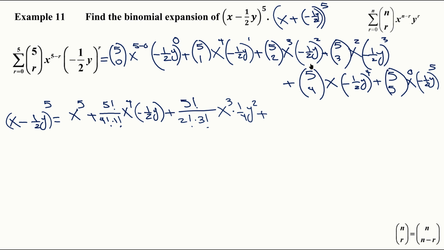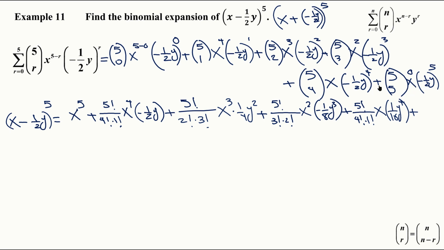now we're here, 5, 3, so 5 factorial over 3 factorial times 2 factorial, x squared times, this will be negative 1/8 y cubed, plus, we're handling this term now, so 5 factorial over 4 factorial times 1 factorial times x times, this will give us positive 1/16 y to the 4, and then plus, we know 5, 5 is 1, x to the 0 is 1, so we're just going to get negative 1/32 y to the 5th.